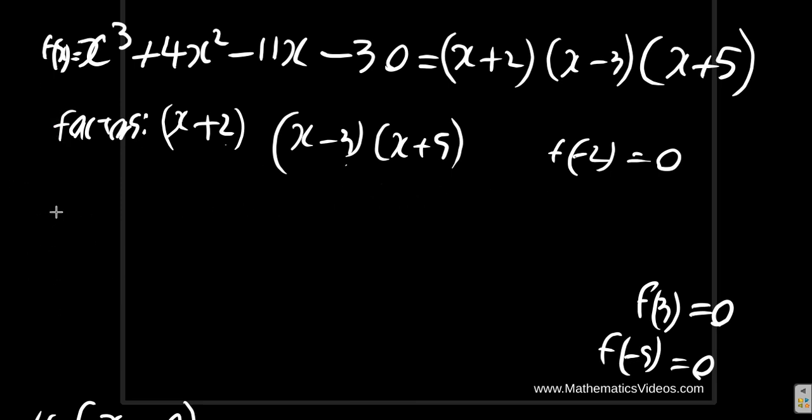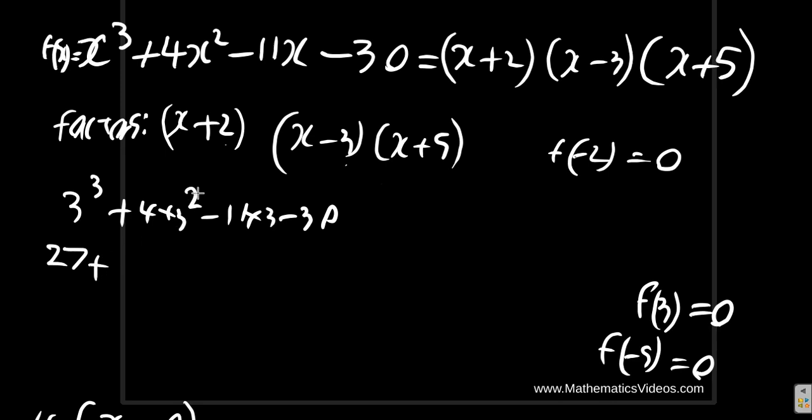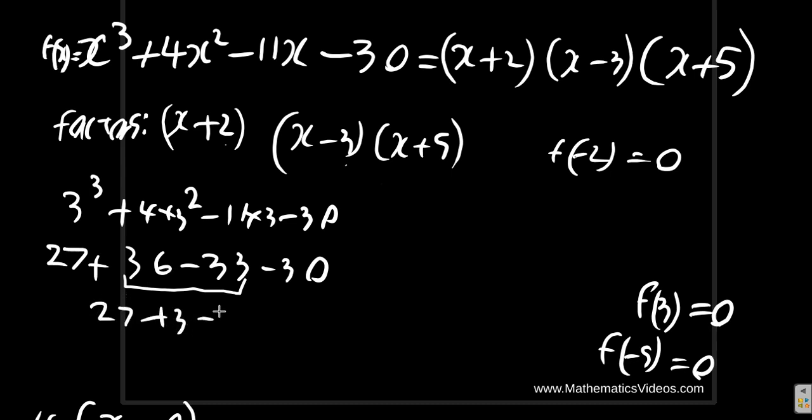If you try x equals 3, f of 3, 3 cubed plus 4 times 3 squared minus 11 times 3 minus 30 should give you 0. 3 3s are 9, 9 3s are 27, plus 3 squared is 9, 9 4s are 36, minus 11 3s is 33, minus 30. So 36 minus 33 is 3. So 27 plus 3 minus 30 is 30 minus 30, which is 0. Alright, so it does work for both sides.